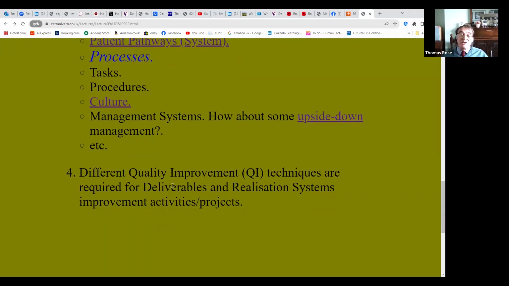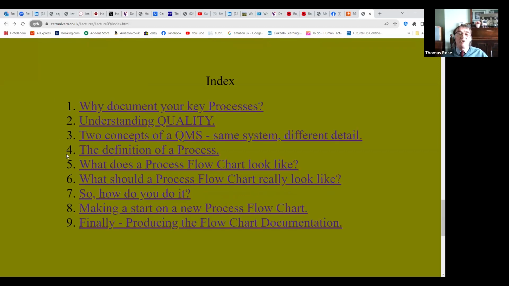And I just wanted to say here the difference between how you undertake quality improvement and which tools you use are different when you're looking at improvements to your deliverables as against your realization system. So you need different techniques to undertake improvement in those two different elements of quality management. And the QI approach in the NHS doesn't really differentiate between those two different types of improvement. Okay, that was a bit about understanding what quality is all about, the different areas.